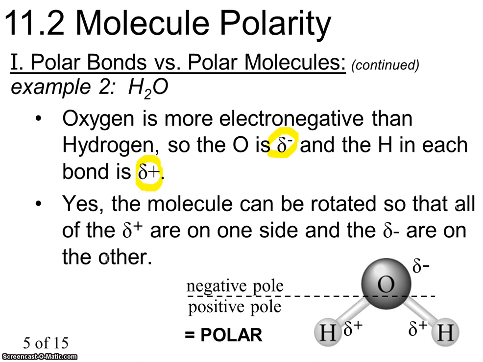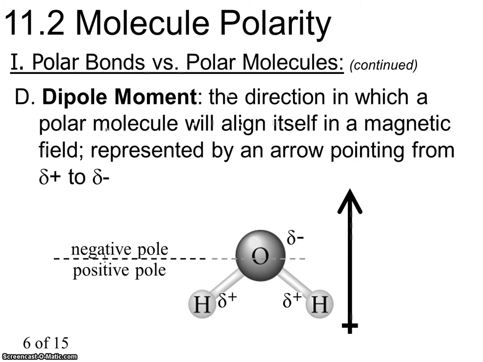And yes, we can orient this molecule, we can rotate it so that the oxygen is on one side, so all of the relatively negative is on one side, and all of the relatively positive is on the other. So this is a polar molecule, and that means we have a north pole and a south pole, or a negative pole and a positive pole. So what does it mean for something to be a polar molecule?